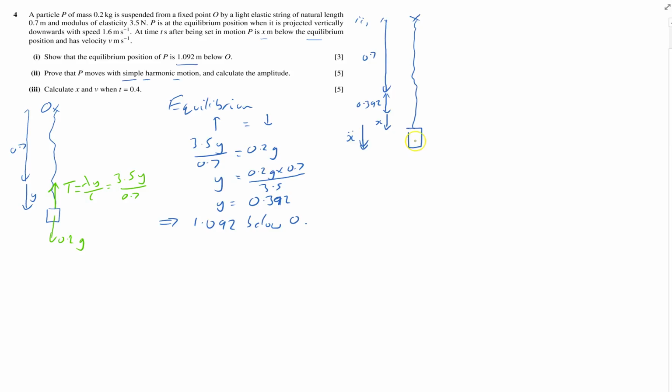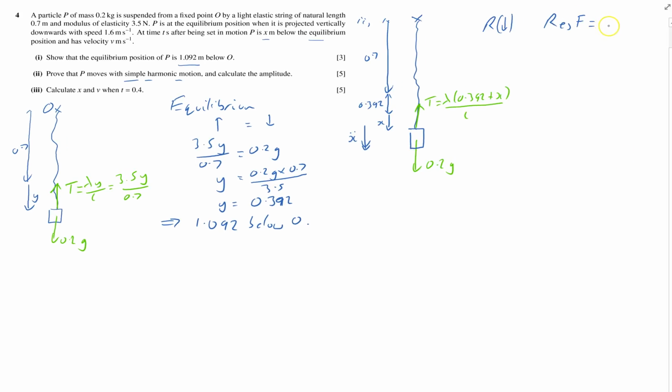And now I can do the forces. I've got down here again 0.2g. Going up, I've got tension, which equals lambda times the extension, which will in this case be 0.392 plus x, all over L. Now we're going to have to resolve. I'm going to resolve downwards because that's the way I've decided is positive. And as always with almost all mechanics, resultant force is mass times acceleration.